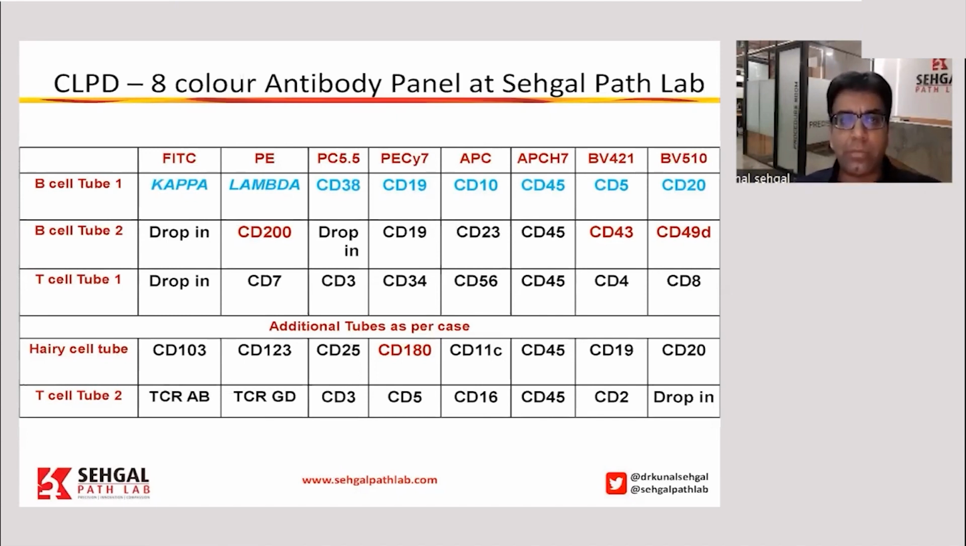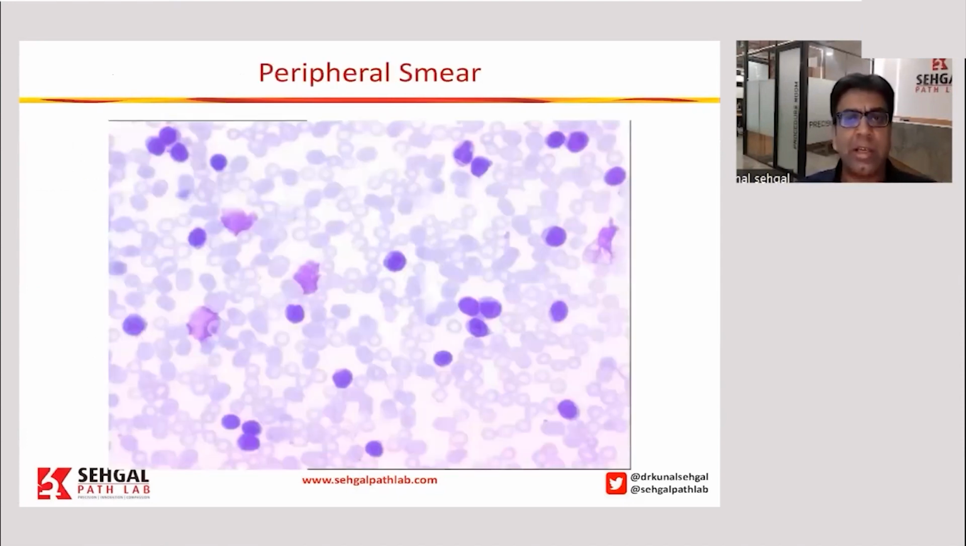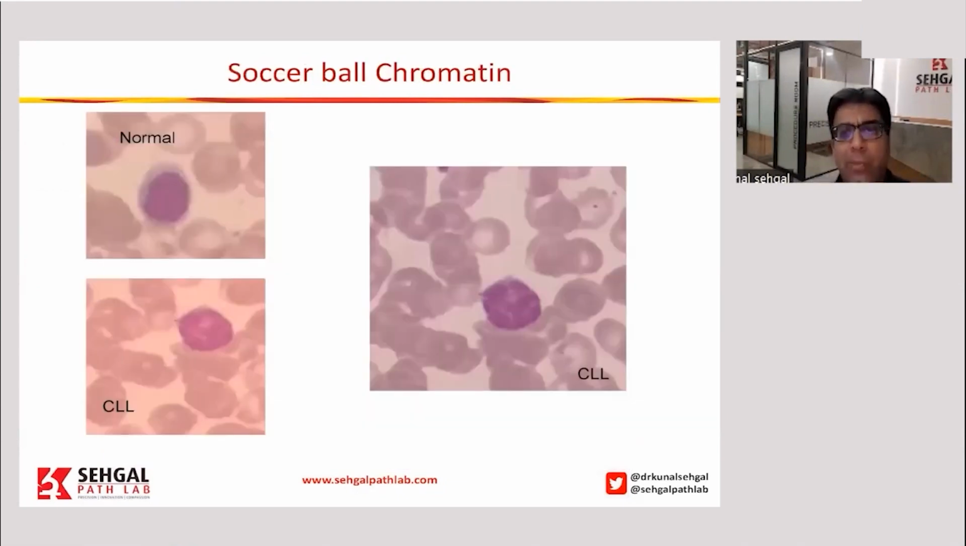So if I move to my first case, the 55-year-old gentleman with routine health checkup, close to normal hemoglobin at 12, normal platelets at 2.5 lakhs, had an incidental high count of 26,000 with absolute lymphocytosis being 87% of lymphocytes. See the morphology, all small to medium sized uniform looking lymphocytes, a few smudge cells.